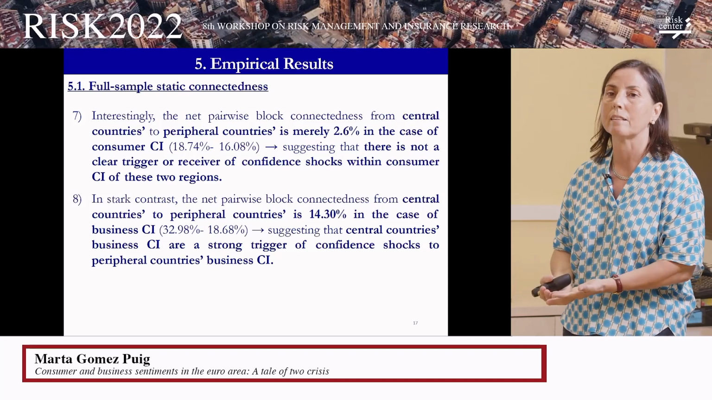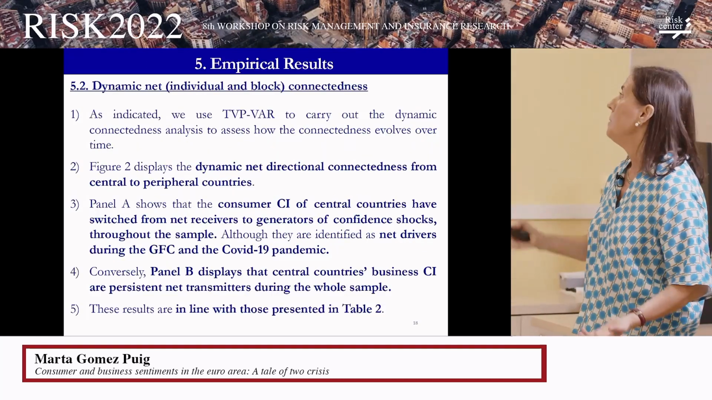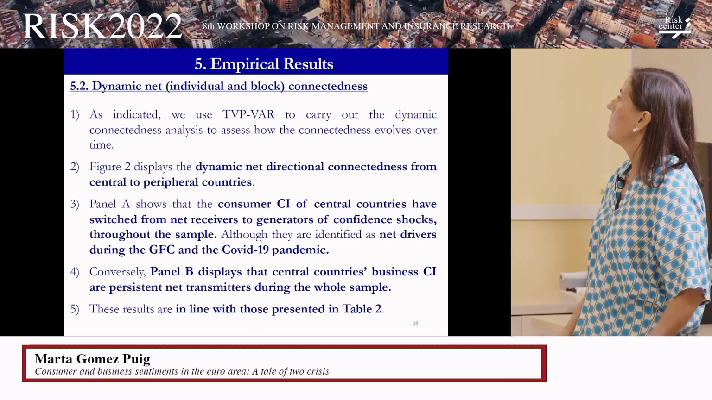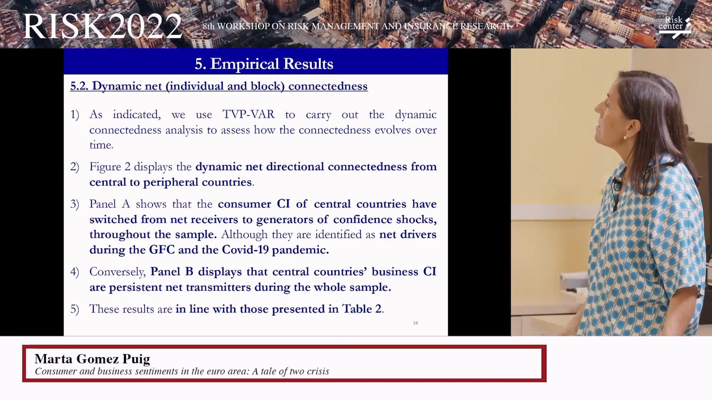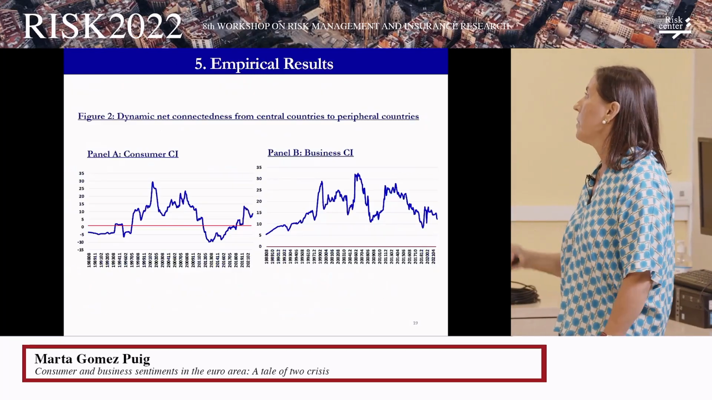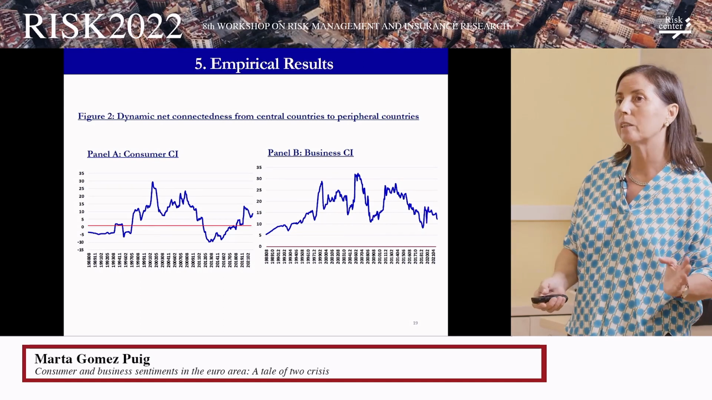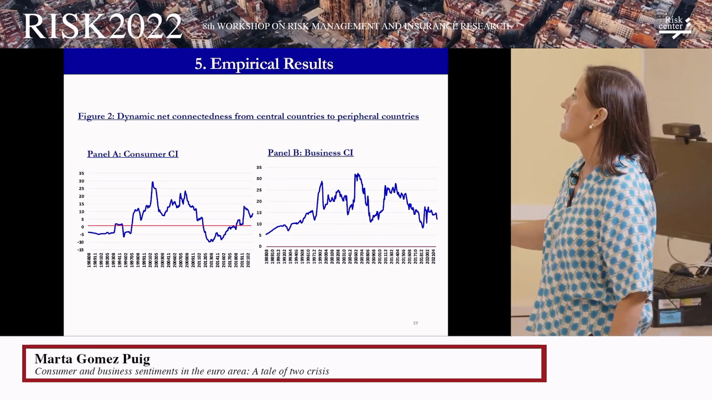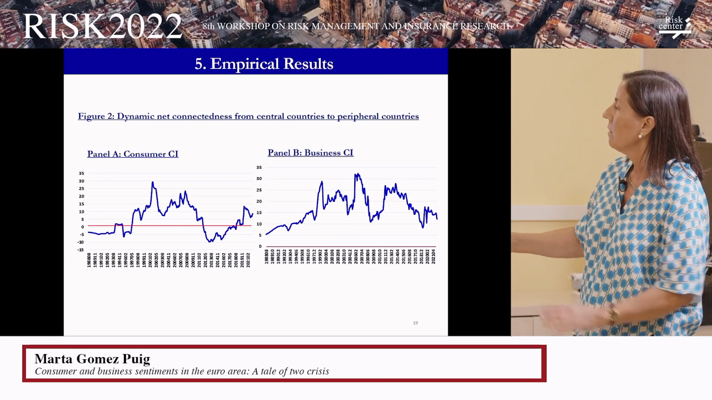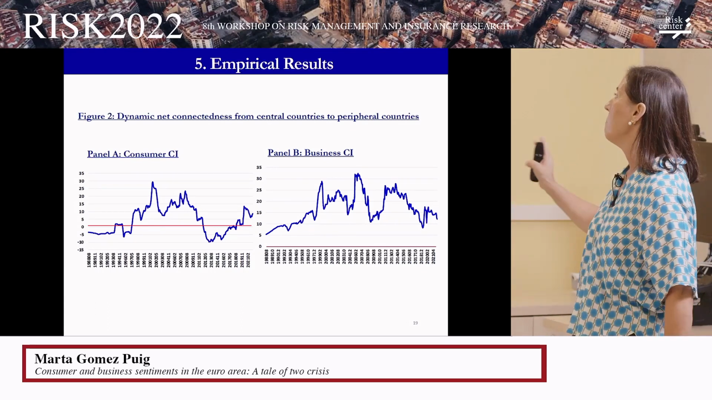to peripheral countries. So, as indicated, we use the TVD bar approach to carry out the dynamic connectedness analysis to assess how connectedness evolves over time. Figure number 2 displays the dynamic net connectedness from central to peripheral countries in the case of consumer confidence indicator in panel A and business confidence indicator in panel B.